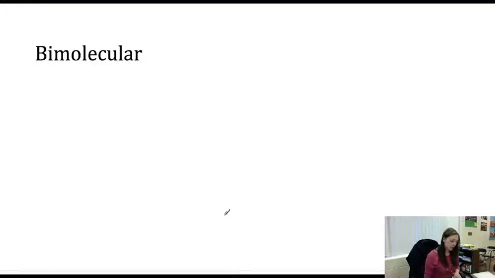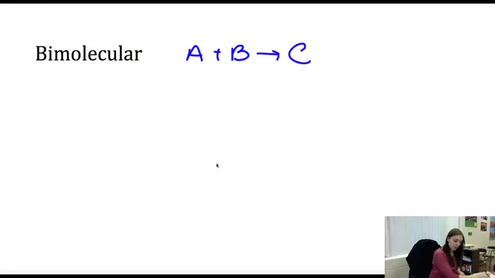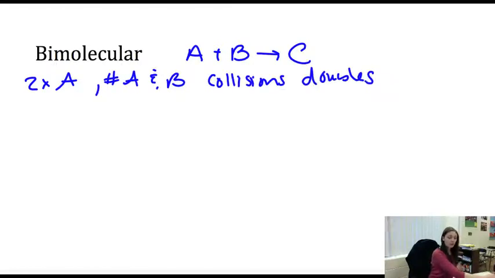Now, if something is bimolecular, that's where we're going to have like A plus B equaling C. I have two things that have to react and collide to make my product. If I have twice the number of A, that means my number of A and B collisions is going to double, which means that it's overall a second order.